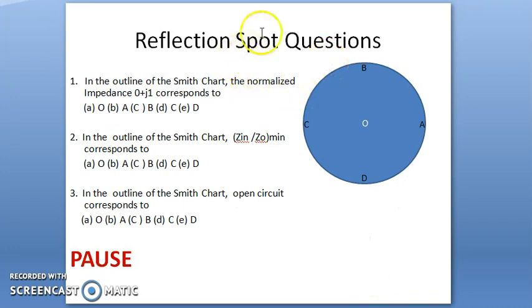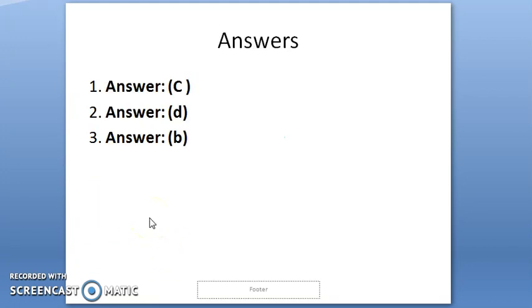Now we have a reflection spot question. In the outline of the Smith chart, the normalized impedance 0 plus j1 corresponds to O, A, B, C or D. Here we have 3 questions.